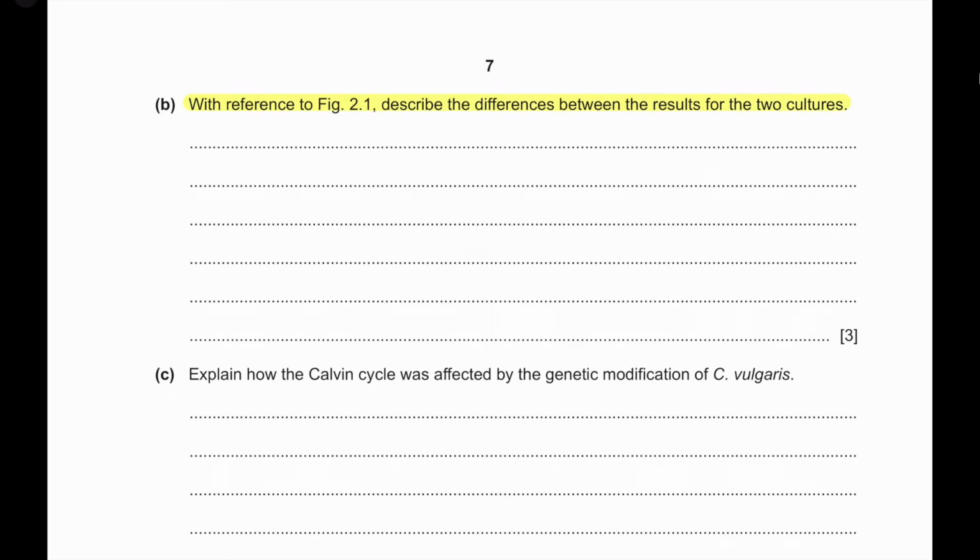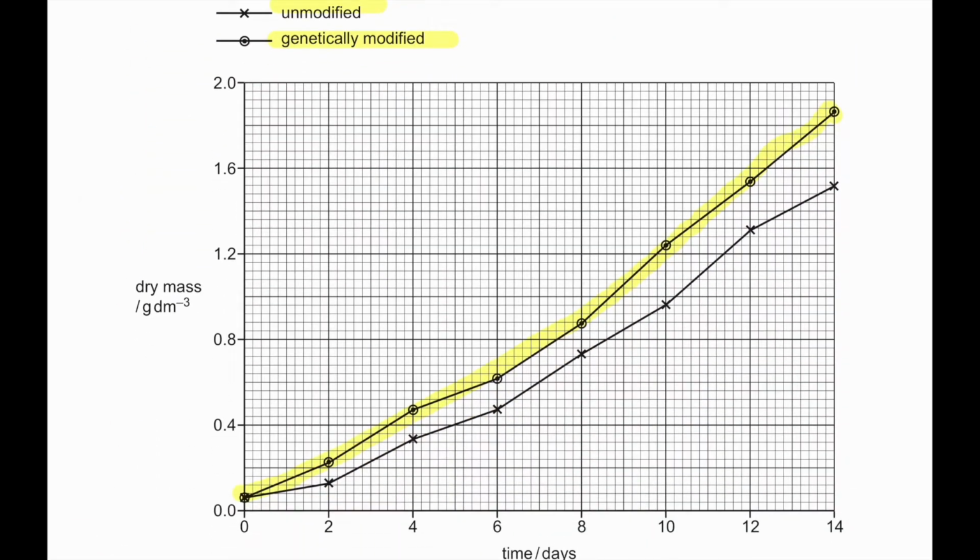Well, they started off at the same level, but then they have a different level of biomass. Genetically modified C. vulgaris have higher dry mass throughout the experiment. Genetically modified C. vulgaris has slightly higher rate of increase in dry mass, as we can see. There is a slightly higher rate, in 14 days, where it went from 1.2 to 1.5, and then C. vulgaris was in like 1.75, 1.8, similar, somewhere there.